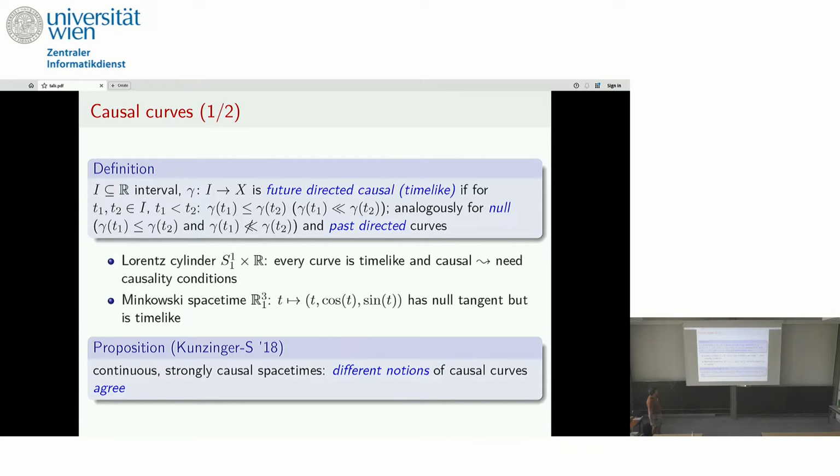Exactly. Yeah. So it even holds for spacetimes of low regularity.